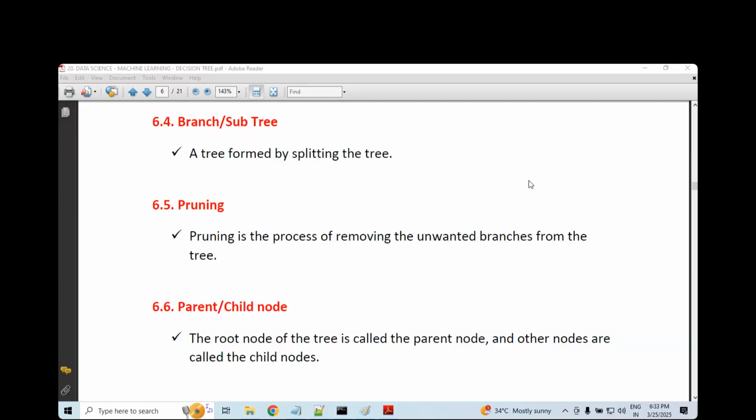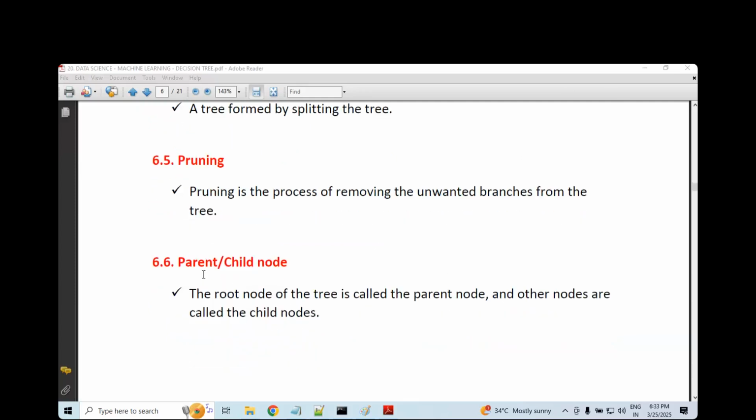There are many things. So you need to understand them in the next few minutes of discussion. Parent node and child node. The root node having the decision node is called the parent node, and the other nodes are called child nodes.